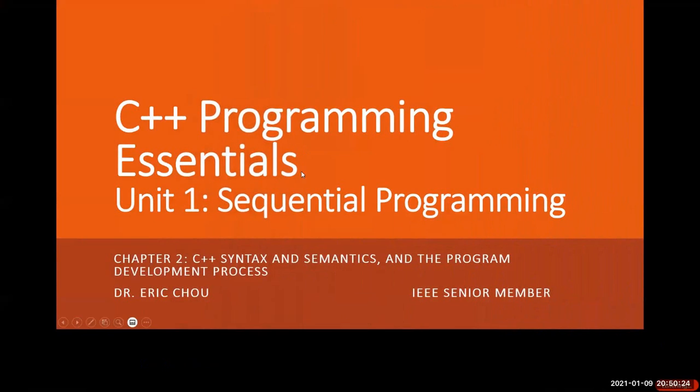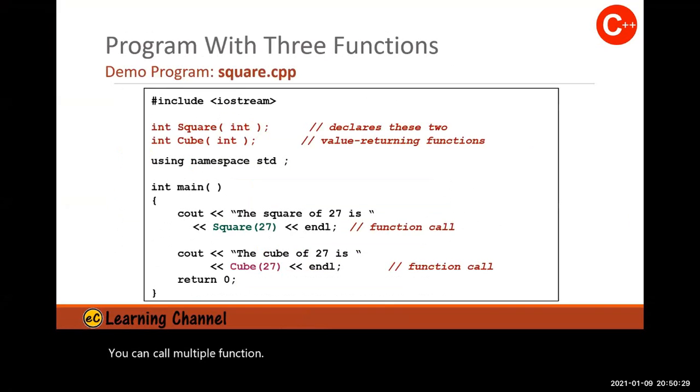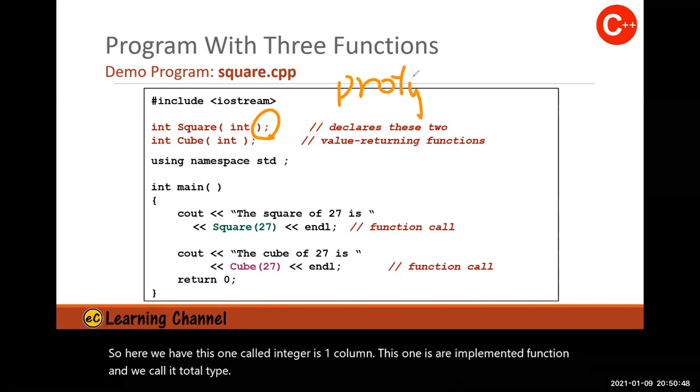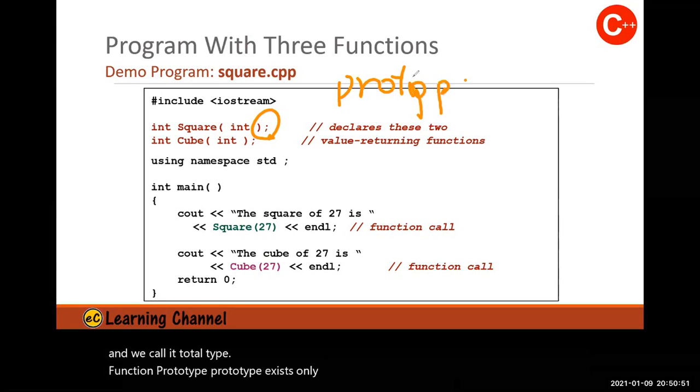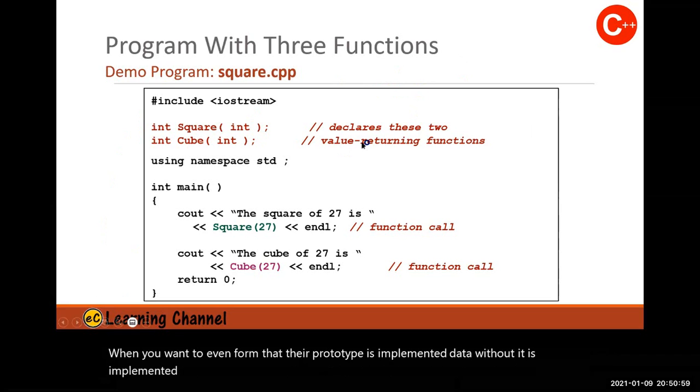And we can call multiple functions. So we have a main function, we have a square function. Here we have this one, an integer function declared but not implemented, and we call it a function prototype. A prototype exists only because we want to inform that the function is implemented later. So you are okay to write something like this.